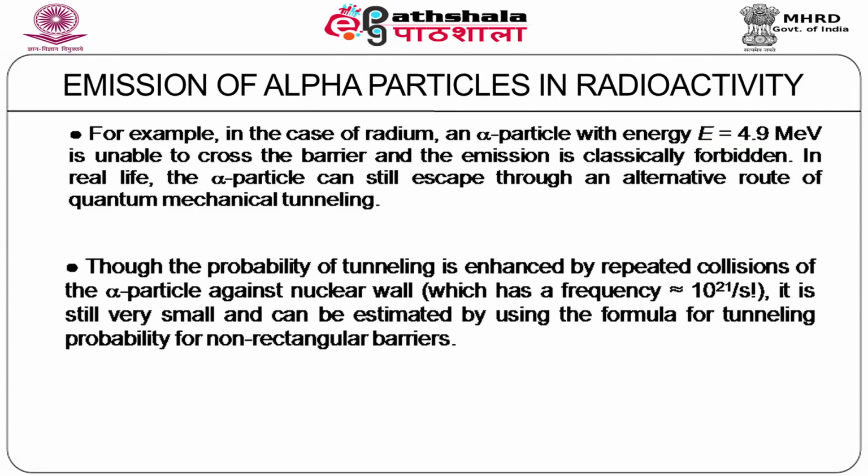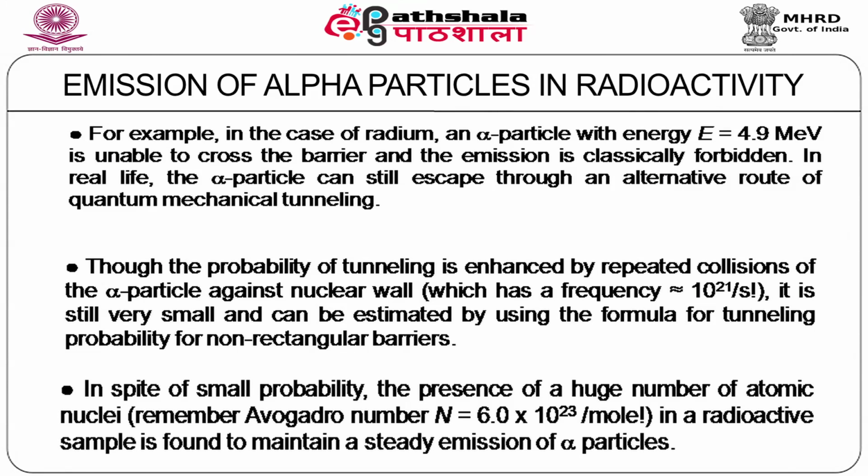Though the probability of tunneling is enhanced by repeated collisions of the alpha particle against the nuclear wall, it is estimated that the frequency of such collisions is 10 to the power 21 per second. That means billions of collisions it suffers within the nucleus per second. So, this enhances the probability of tunneling. But in spite of this, the probability is still very small and can be estimated by using the formula for tunneling probability for non-rectangular barriers.